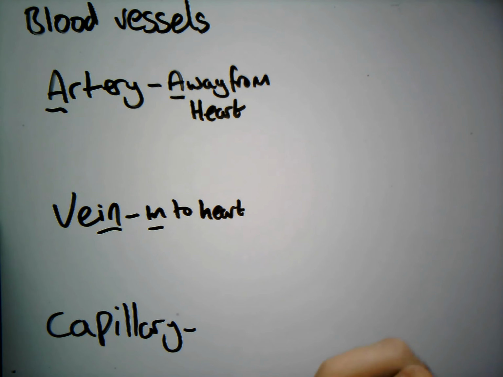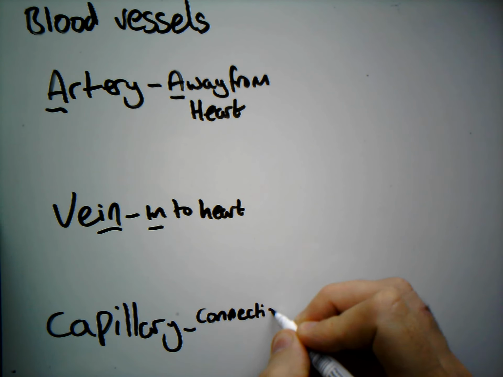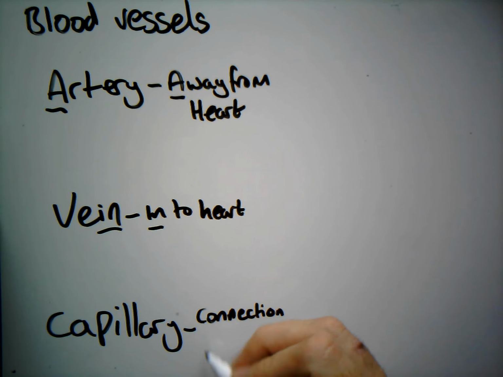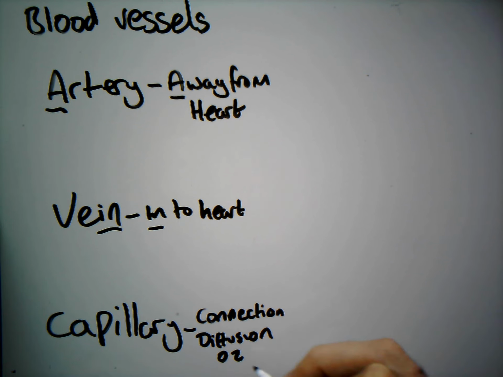And then you've got our capillaries, and these are our sort of connecting blood vessels. They connect our arteries and veins together, and they go past all our tissues, and this is where you're going to get most of your diffusion of oxygen, glucose and carbon dioxide occurring. So all those things we need to get in and out of cells is going to happen in the capillaries.